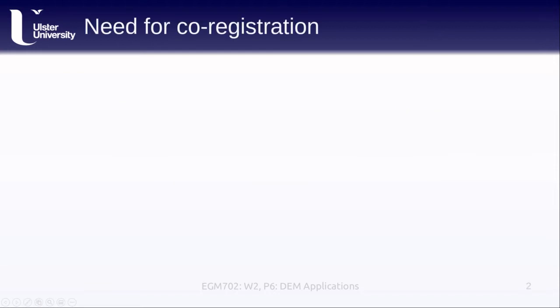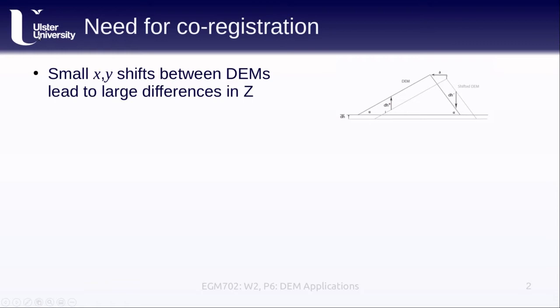Before I get into the applications of DEMs, I want to talk a little bit about co-registering the DEMs. Small XY shifts between different DEMs can lead to very large differences in elevation. We can see this where we take an original DEM and translate or shift it in space, either in the X or the Y direction or in the Z direction, so we add a little bit of a shift in elevation. Even though these are the same DEM, we have a positive difference in elevation on one side of a hill slope, a negative difference in elevation on the other side of the hill slope, as well as this mean bias or elevation shift that we've introduced.